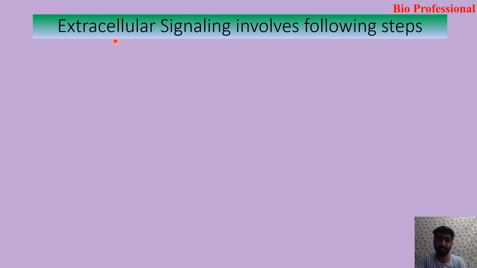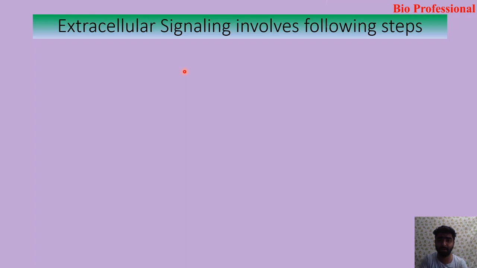Extracellular signaling, try to understand this term. Extracellular signaling means one cell is providing a signal molecule, and that signaling molecule goes to another cell and does its job. So this is extracellular. When this signaling occurs inside the cell, we call it intracellular, and when the signaling molecule goes from one cell to another cell, we call it extracellular.